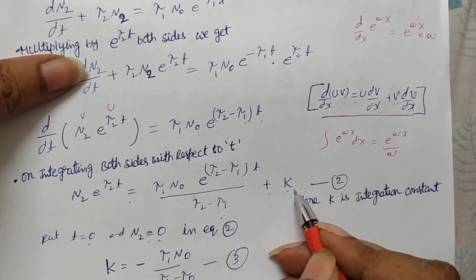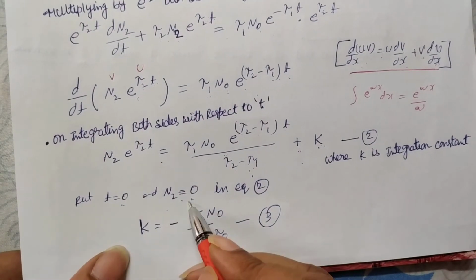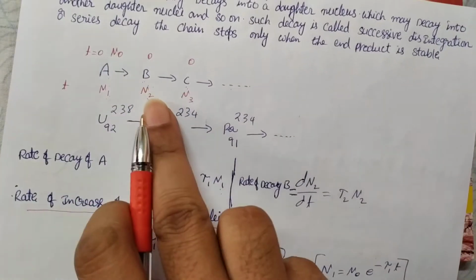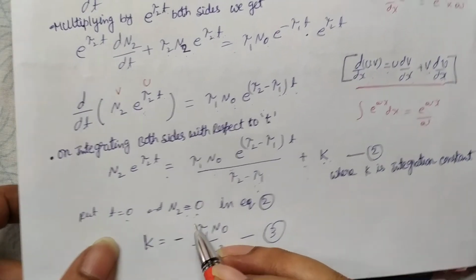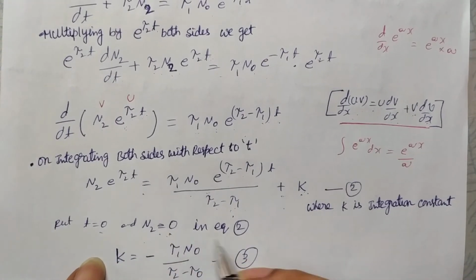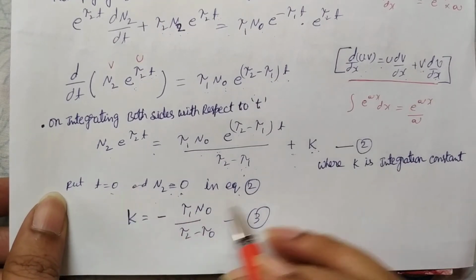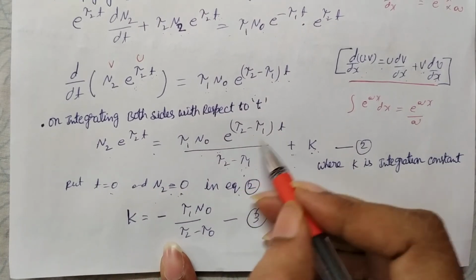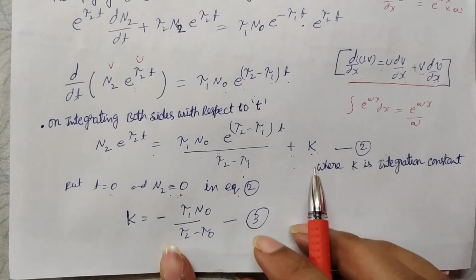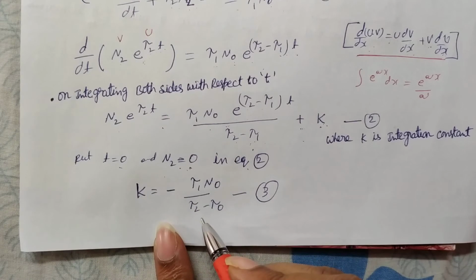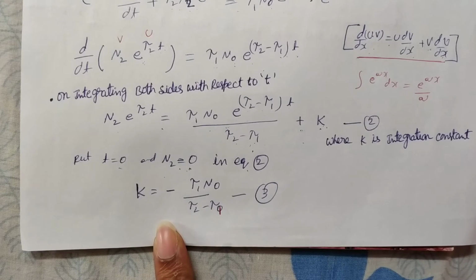Here I took it as k. To calculate the k value, we should take some condition. At t equal to 0, what is the number of nuclei in B material? That is 0, so n2 is equal to 0. The number of nuclei of B material initially is 0. We substitute this value in the k equation, the second equation. Here n2 becomes 0, and at t equal to 0, e power 0 is 1, and from this we get k as minus lambda 1 n naught by lambda 2 minus lambda 1. This is not lambda naught, that is lambda 1.